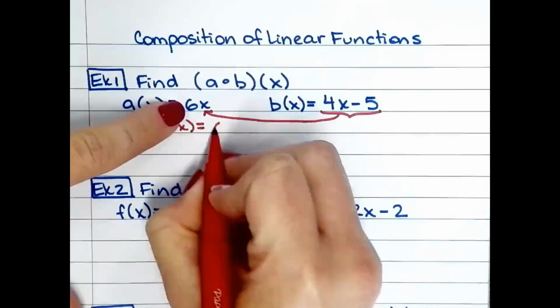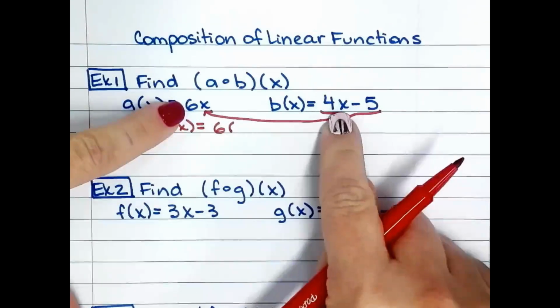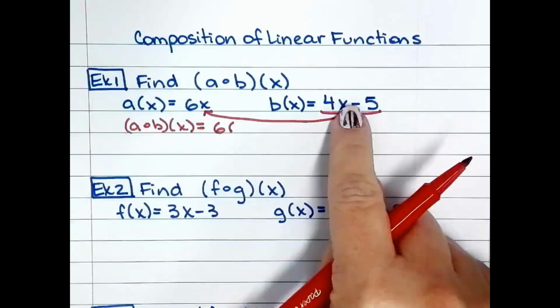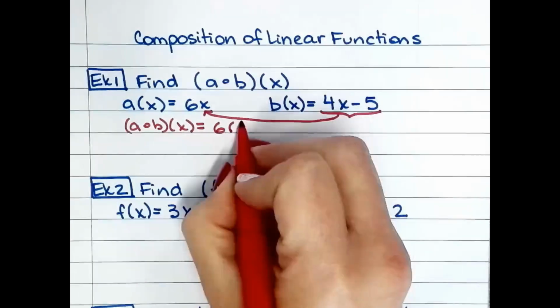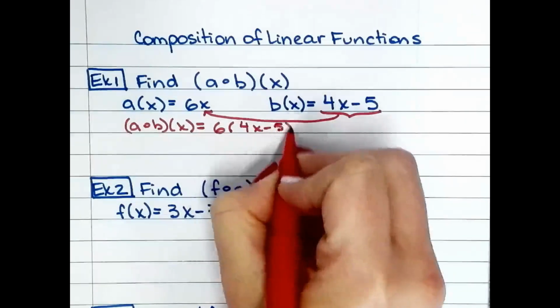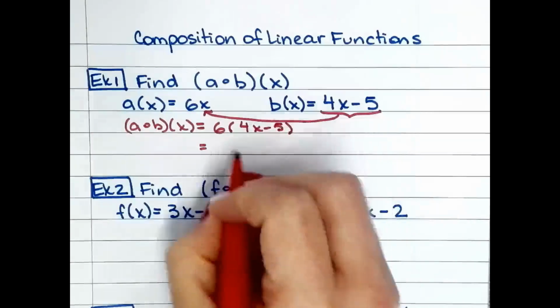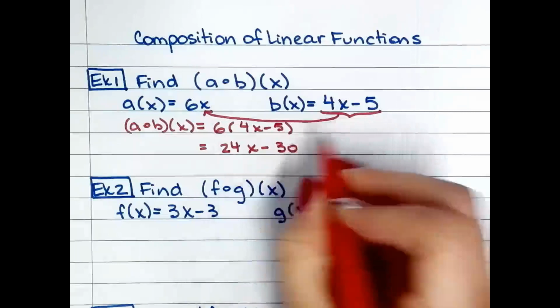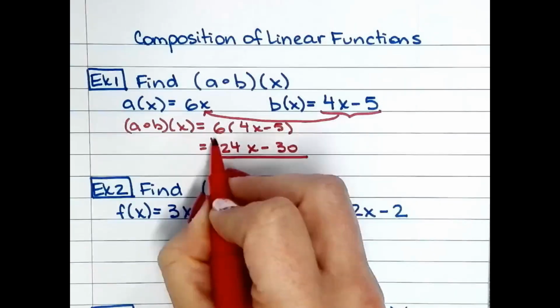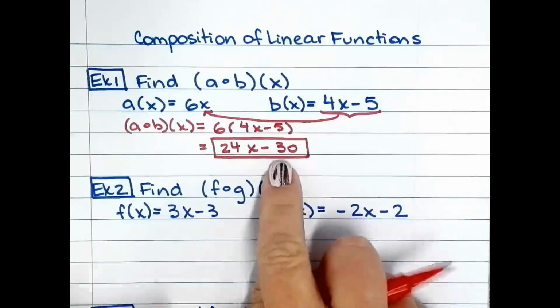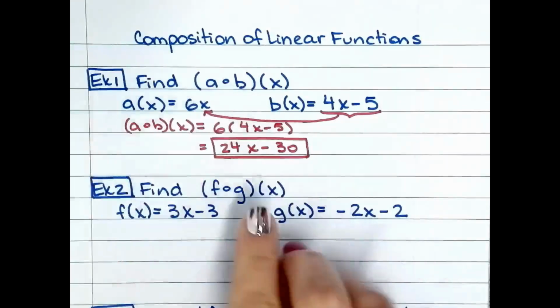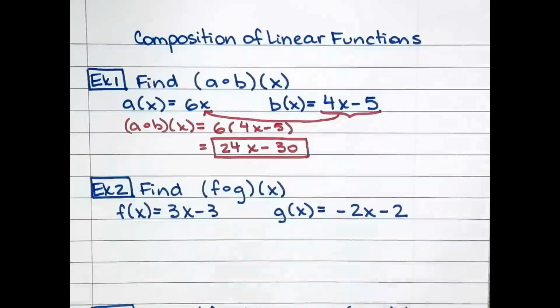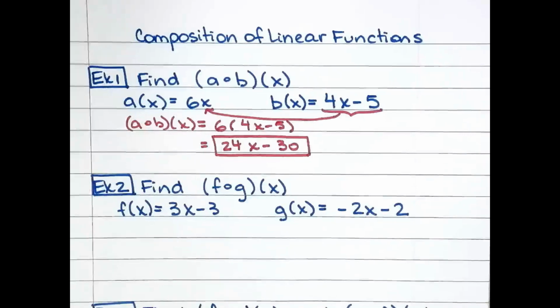you have 6, and you're composing, or substituting, this X, assigning a value with the 4X minus 5 right there. Okay? So now you distribute 6, so 24X minus 30. So this is your new function. This is your A compose B of X. That's your new function. This is the composition function.